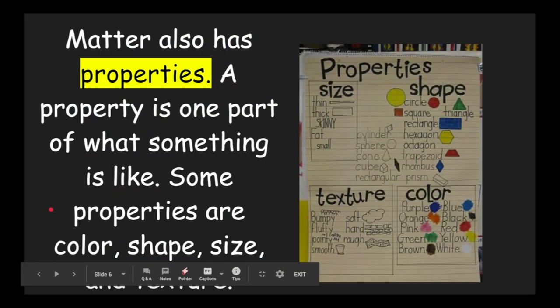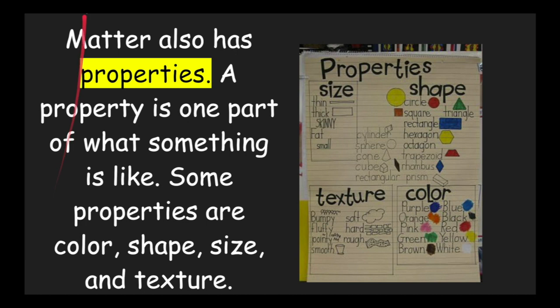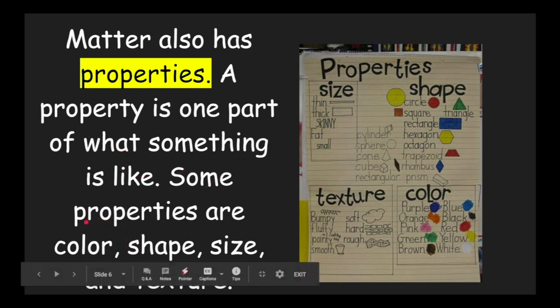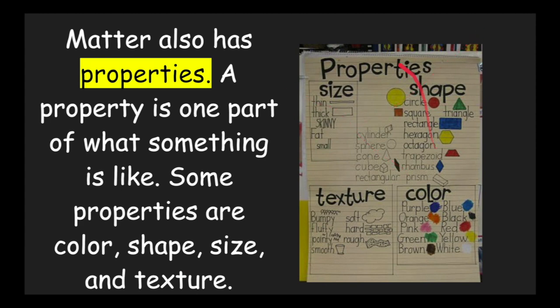Another important part of matter is its properties. Here it says, matter also has properties. A property is one part of what something is like. Some properties are color, shape, size, and texture. So here I have a chart of the different types of properties and some of the examples.